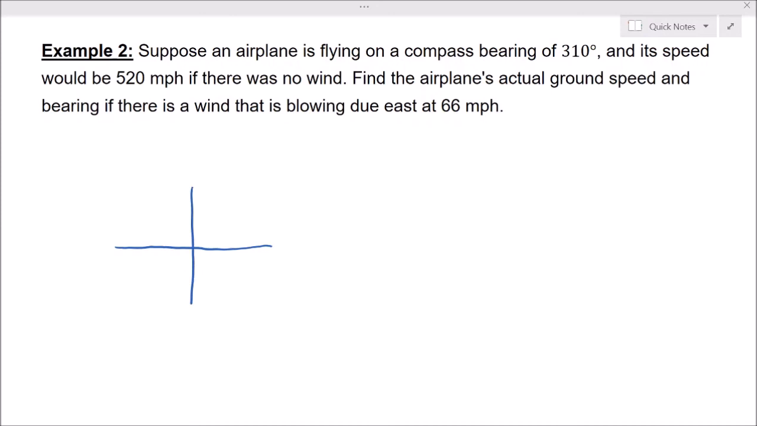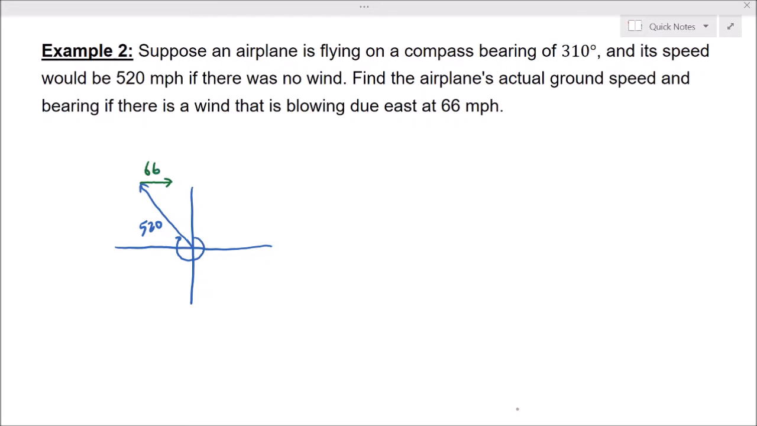The airplane is flying on a compass bearing of 310 degrees. So starting at north, going clockwise, 310 is somewhere around here. And then the magnitude is 520, right? But then the wind is blowing. So remember, this means that the vectors are combining, right? So the wind is blowing due east. Due east is to the right, but combining with the vector, the original velocity of the airplane, so like this, let's say, is the wind. The magnitude there is 66.